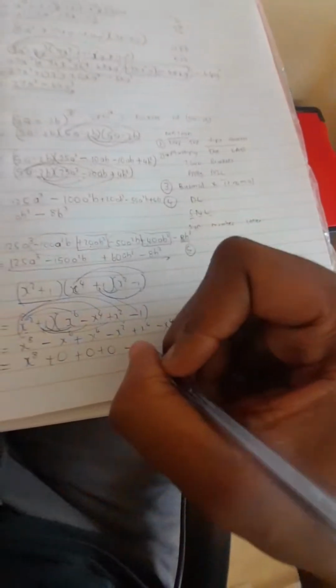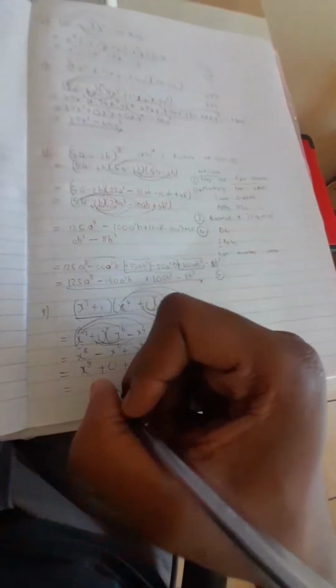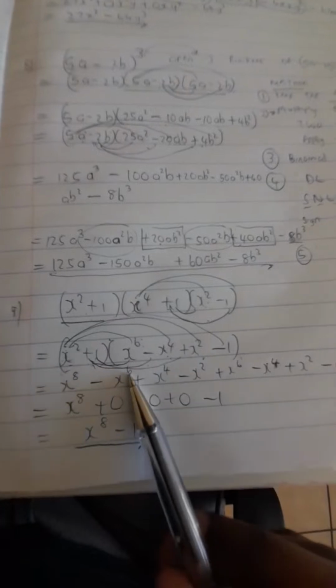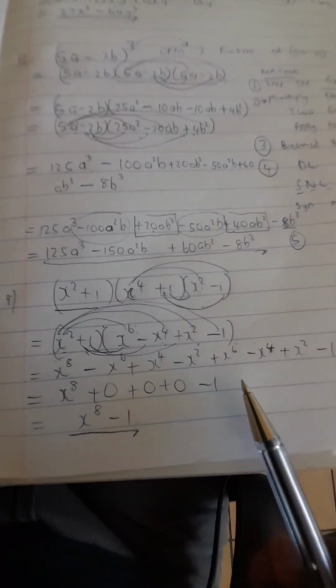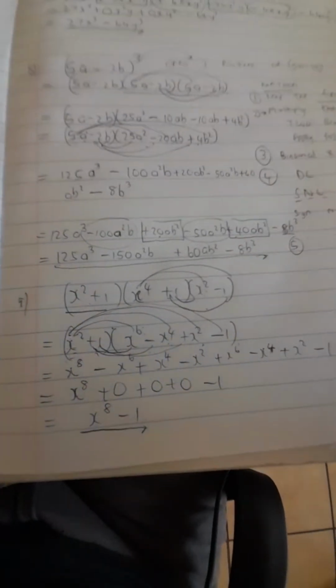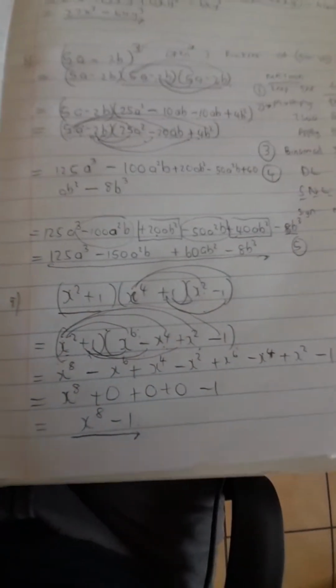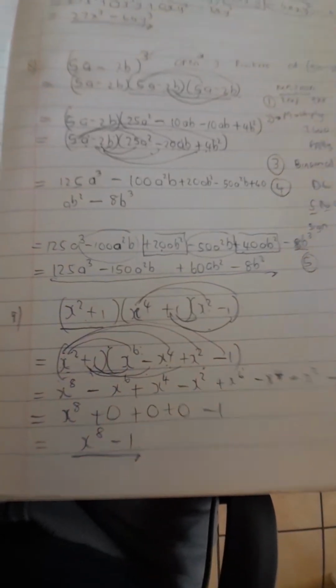Negative 1 is the only constant term that's there, so our final answer is x to the power 8 minus 1. Remember, guys, if I wanted to, I could have said 0x to the power 6, 0x to the power 4, and 0x to the power 2, and then obviously gotten the answer. Remember, it's still the same thing relatively, so final answer is x to the power 8 minus 1.